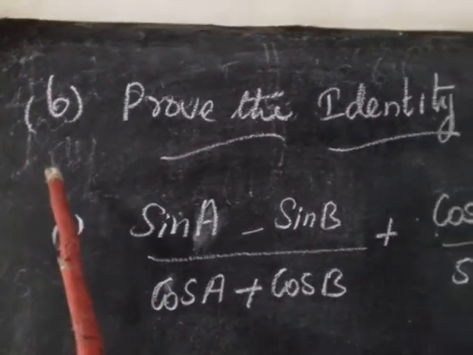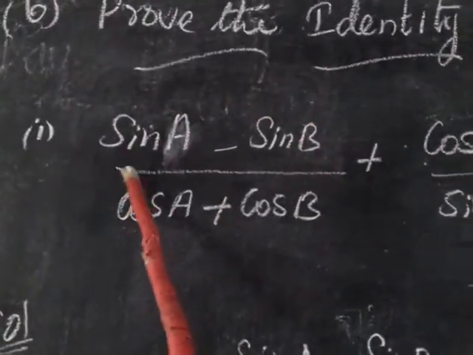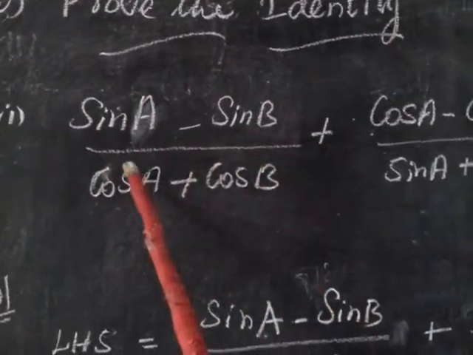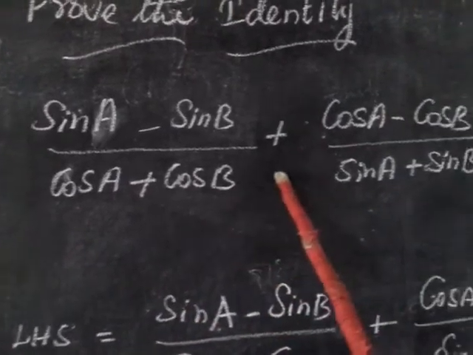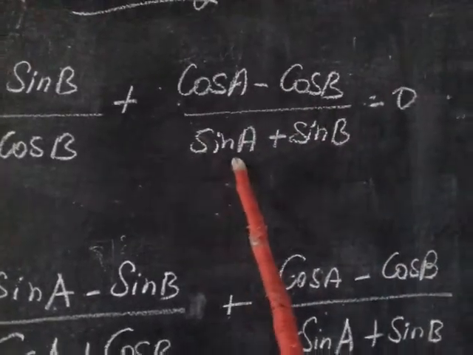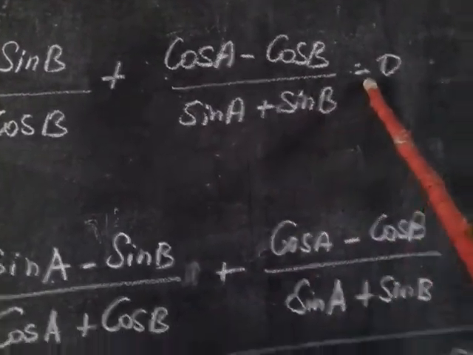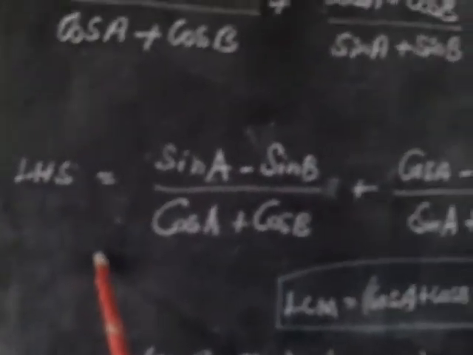Sixth question. Prove the identity: (sin A minus sin B) divided by (cos A plus cos B), plus (cos A minus cos B) divided by (sin A plus sin B), equals 0. Solution. Take the left hand side.